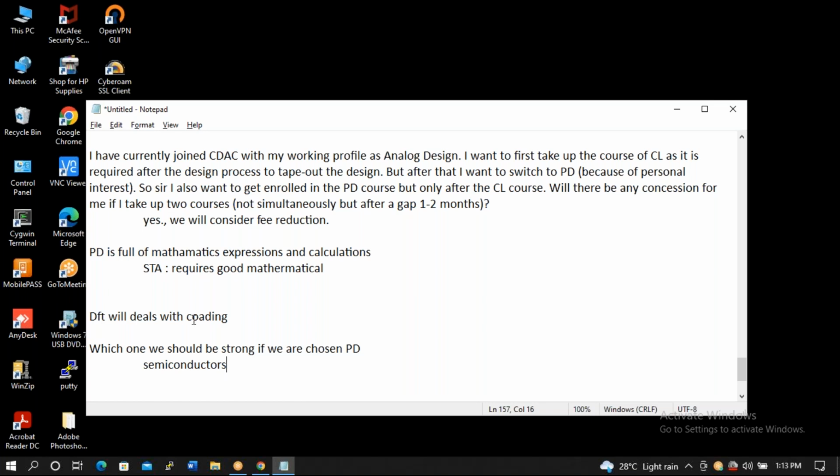Next, does DFT deal with coding? No. A DFT engineer doesn't require any coding experience. Absolutely no coding, because DFT is a set of techniques to catch the manufacturing defects. So you don't need much programming.